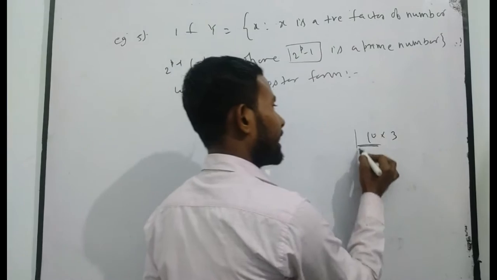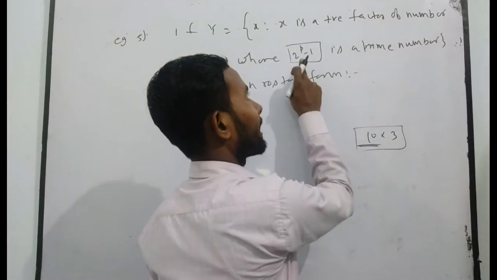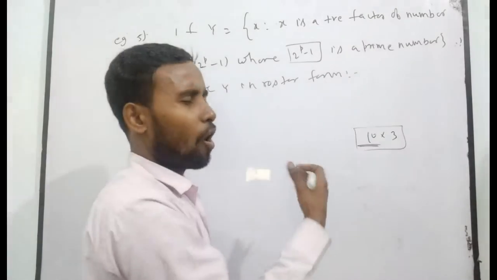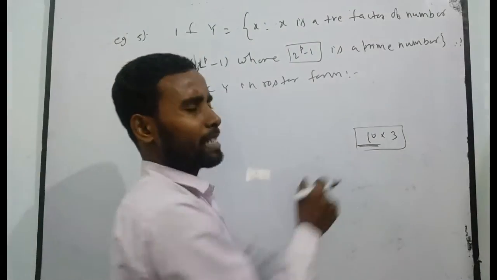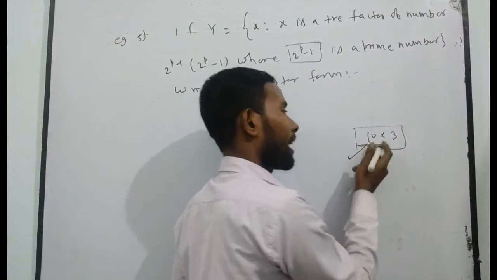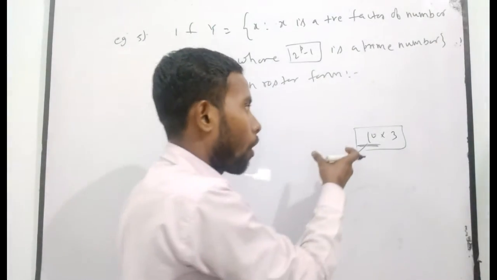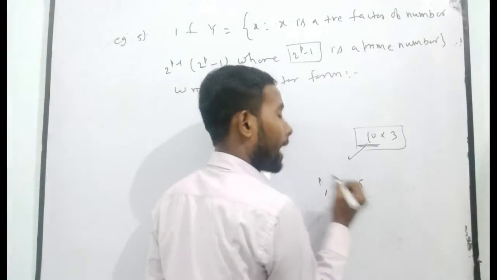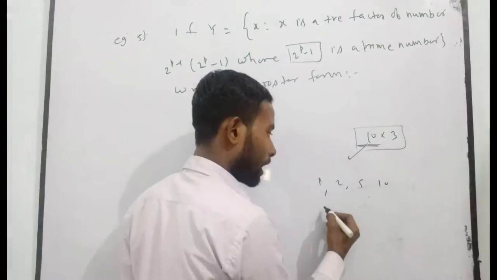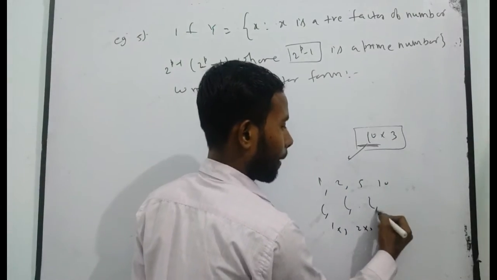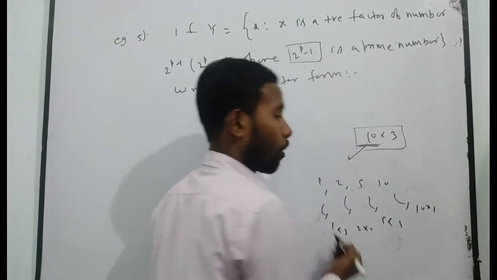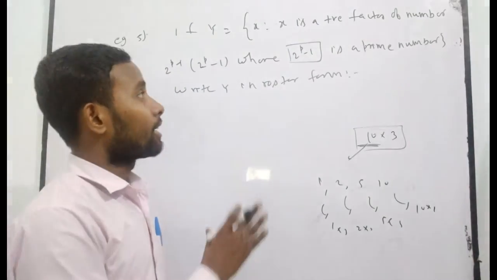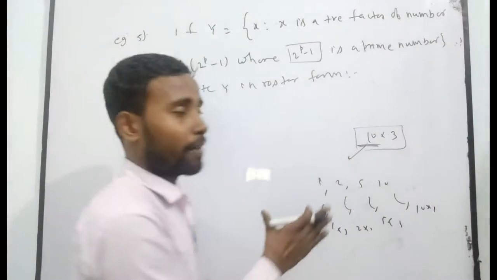For example, if you take 10 into 3, here 3 is prime, like 2 to the power p minus 1, like it, 3 is a prime number. In that case, how many factors does this number have? Definitely you will take the possible factors of 10 and the products of those factors with 3. That means 1, 2, 5, 10 and the products of 1 and 3, 2 and 3, 5 and 3, 10 and 3. These are all the possible factors of 30. This is the way by which we can find all possible factors of a number like this.